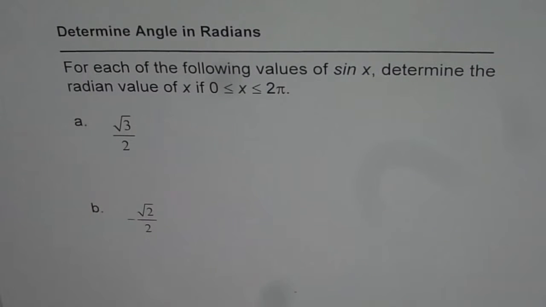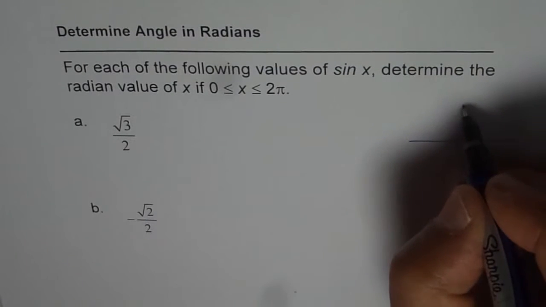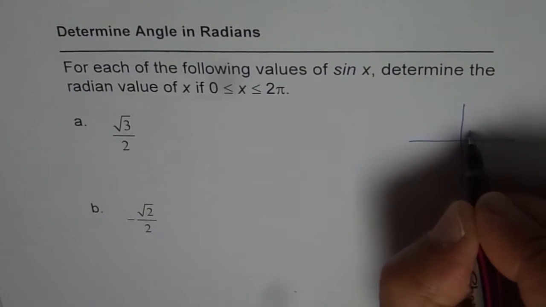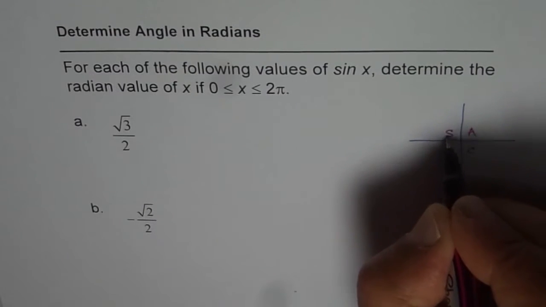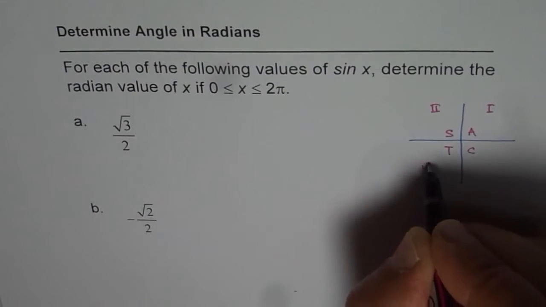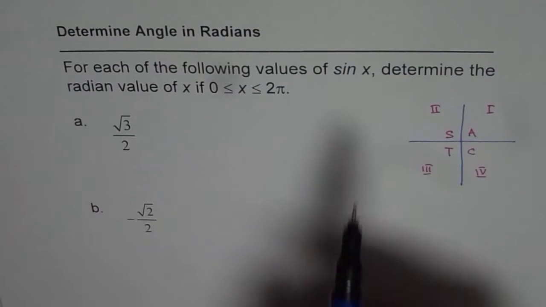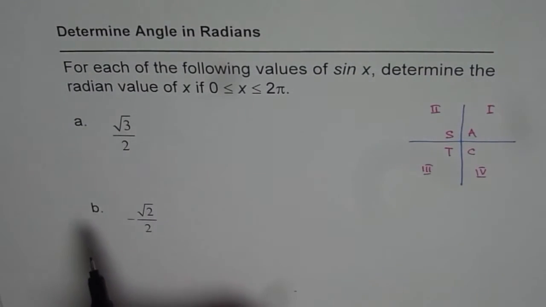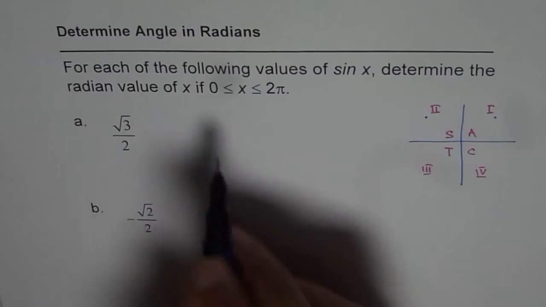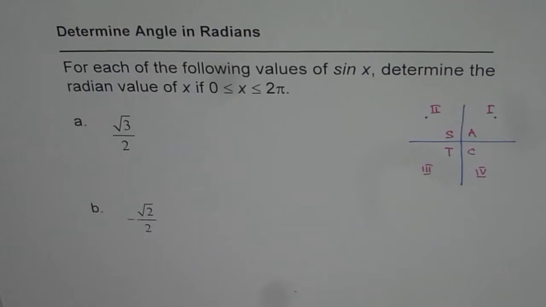Well, in this case, we'll take help of two things. First is the CAST rule. So let's look into the coordinate plane, and the CAST rule says that in the fourth quadrant cos is positive, all are positive in the first, sine in the second, and tan in the third. So that's quadrants 1, 2, 3 and 4 for us. Now we are given the sine value. Sine value is positive for the first case, so that means the solution or the angle x will be either in quadrant 1 or in quadrant 2, right? So both are possible solutions for us.